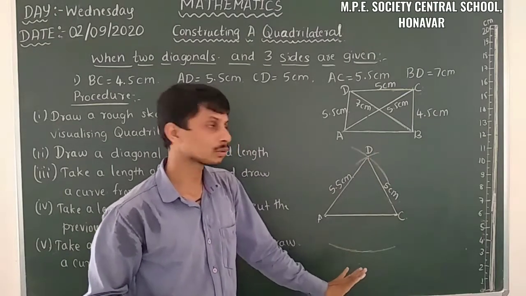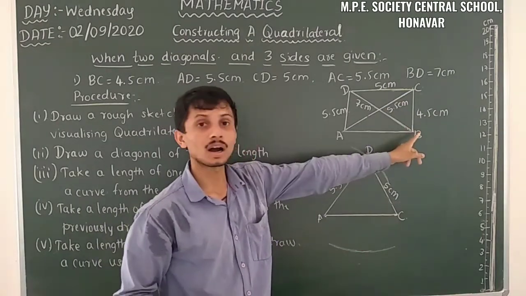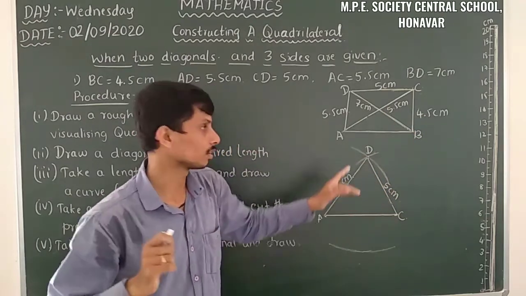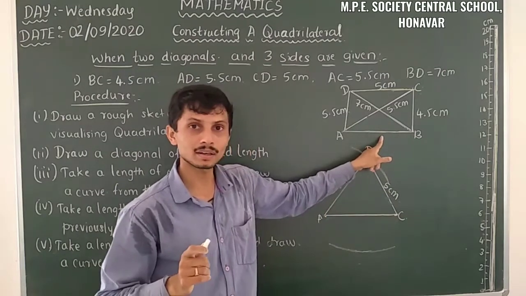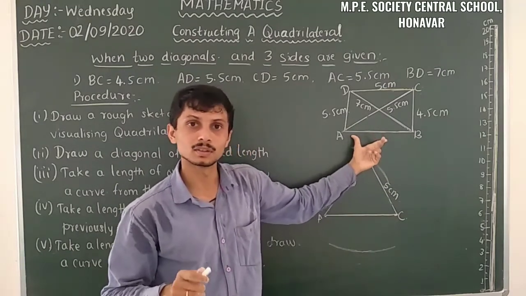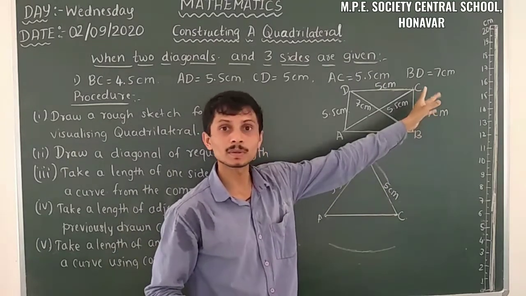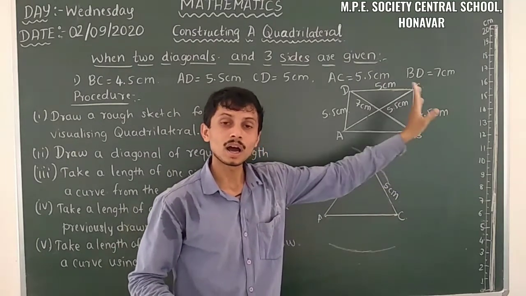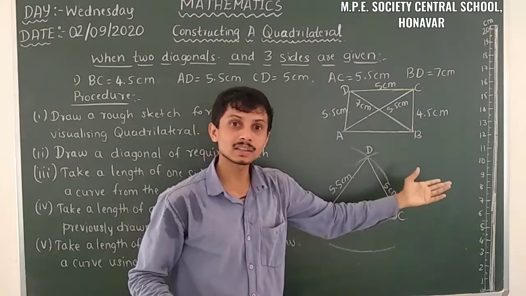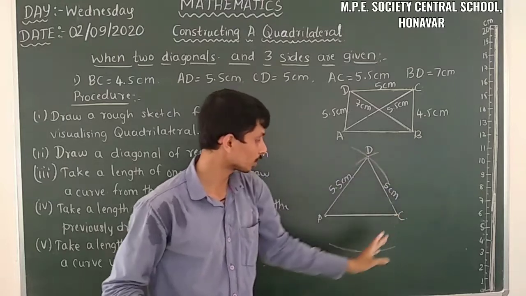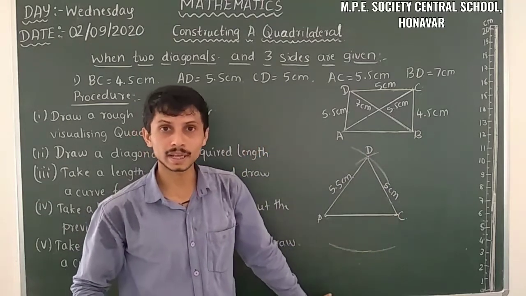Then we have to select the length of one of the sides below the diagonal. Here just observe, below the diagonal AB is absent, so we don't know the length of AB. So here we have to select the length of BC. After that, take a length of BC, 4.5 centimeter. Then we have to cut the previously drawn curve for the diagonal.